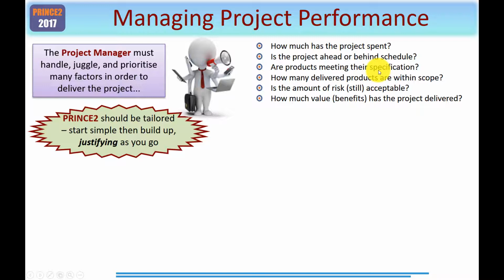How many delivered products are within scope? And is the amount of risk on the project still acceptable? Do you remember risk tolerance or risk appetite? And how much value, these are the benefits, has the project delivered?